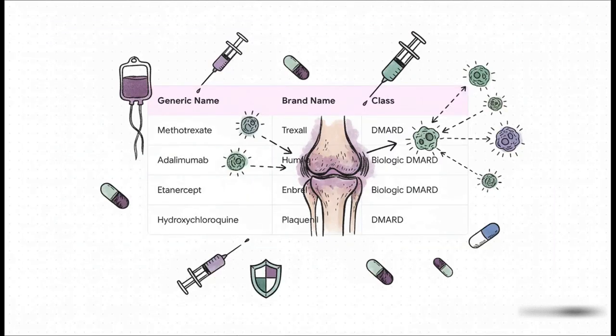So, because rheumatoid arthritis is an attack by the immune system, the drugs we use have to go after the immune system itself. That's why you see these more complex drugs called DMARDs, like methotrexate. And you'll definitely see the biologics, like adalimumab, brand named Humira. These are really powerful drugs designed to calm that immune system attack down.